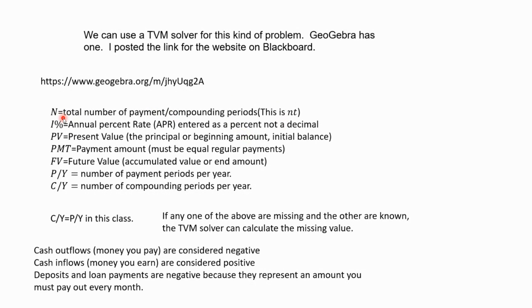There's a capital N, and that's the total number of payment/compounding periods. In other words, it's little n times t, how many compounding periods there are altogether, which is the same as how many payment periods there are. In the app, I'll present it in a minute, capital I, that's the APR, but you leave it as a percent. You don't convert it to a decimal.